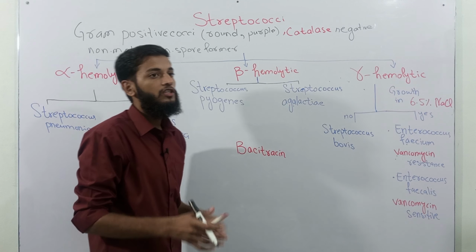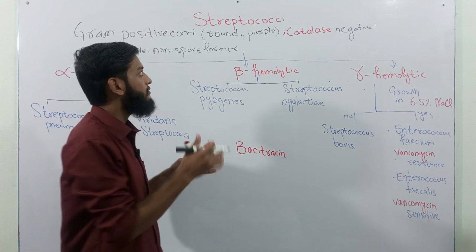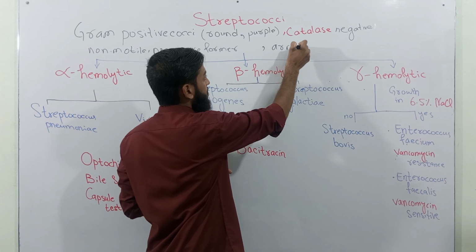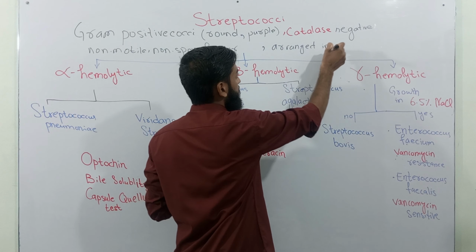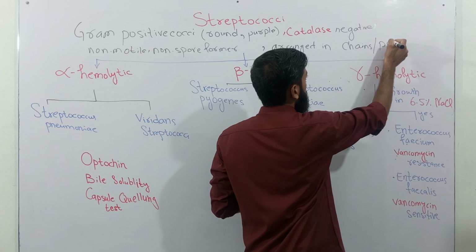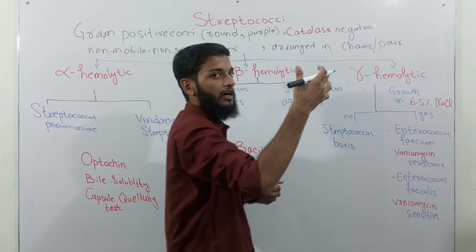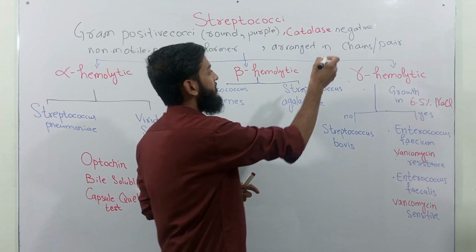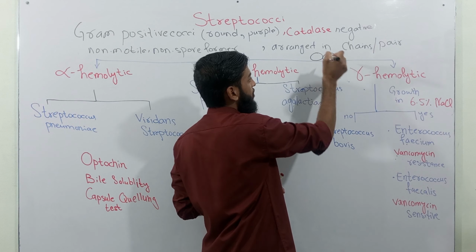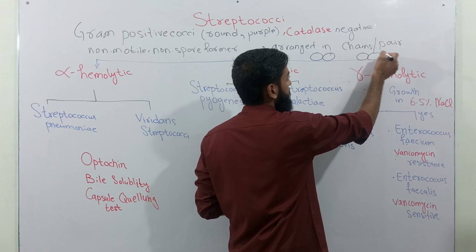Streptococci are arranged in the form of chains or in the form of pairs. That means when we see them after gram staining technique, they appear in the form of pairs like this one or in the form of chains.